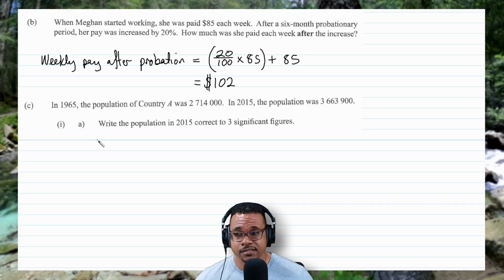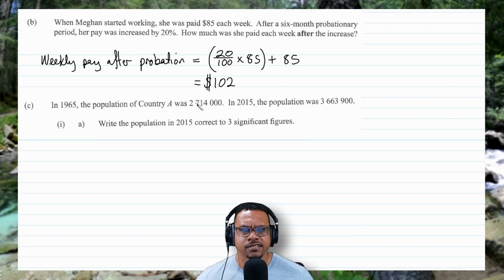So now here we have part C of question 1, where we have in 1965, the population of a country A was 2,714,000, right? In 2015, the population was 3,663,900. We want to write the population in 2015 correct to 3 significant figures. So that's this figure here, right?